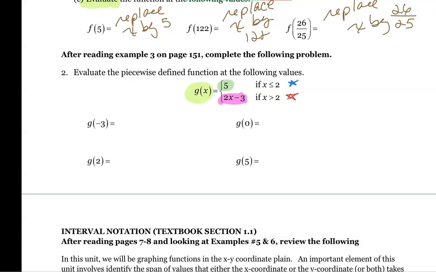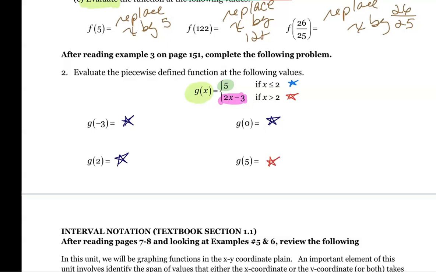So now I'm going to go down before I even evaluate any of these x values. I'm going to figure out which piece of the function I'm going to use. If your x is -3, that falls under the first piece of the function, where x is less than or equal to 2. 0 falls under that, and 2 falls under that, because it says x has to be less than or equal to 2. The only time you're going to use the second piece in this situation is when you evaluate 5.